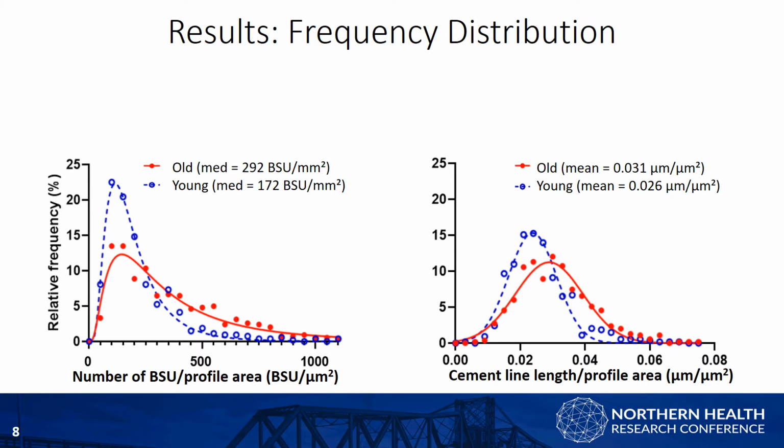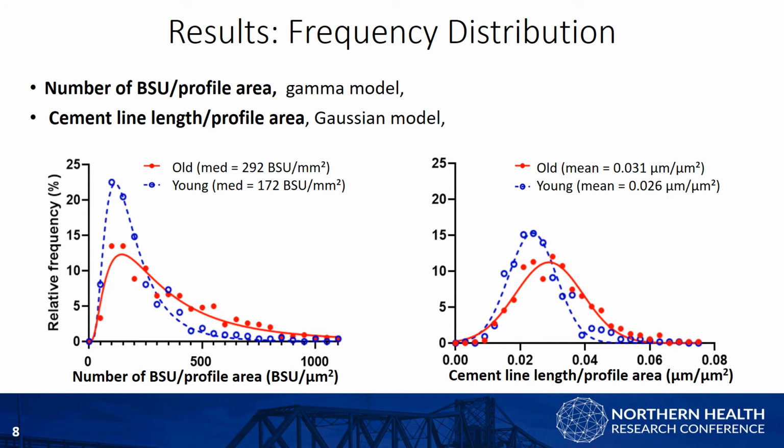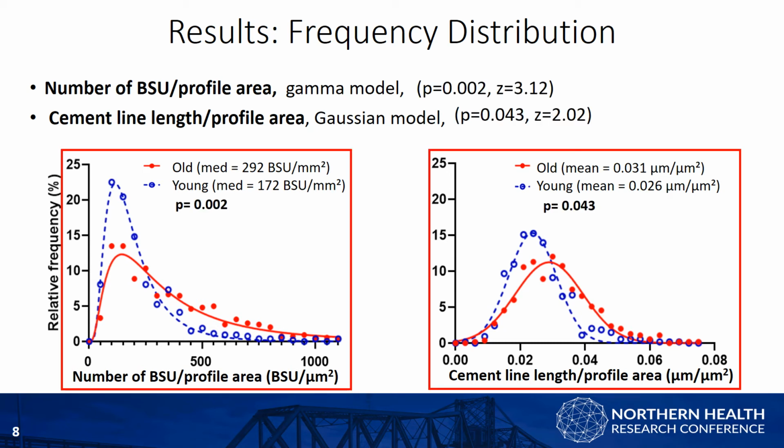When analyzing the distributions of the trabecular profile parameters, it was found that the number of BSU per profile area followed a gamma model, while the cement line length per profile area was best described by a Gaussian model. Both were significantly larger in the old age group compared to the young.